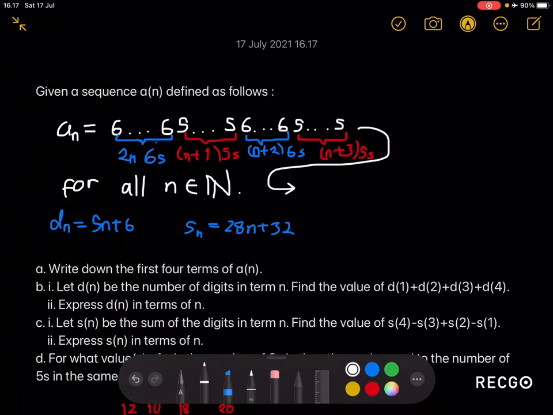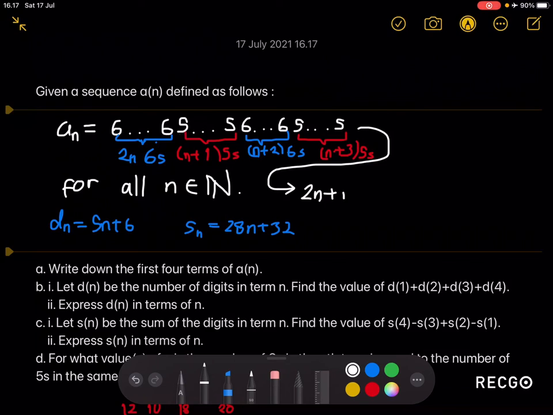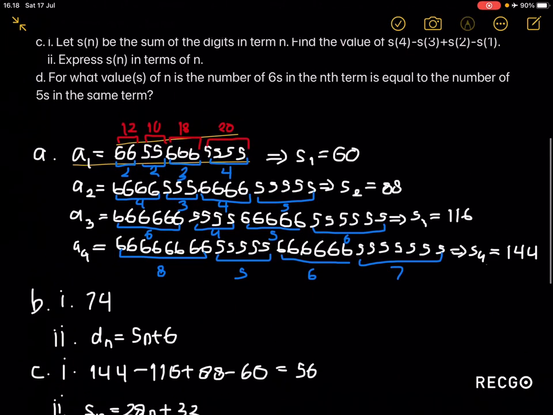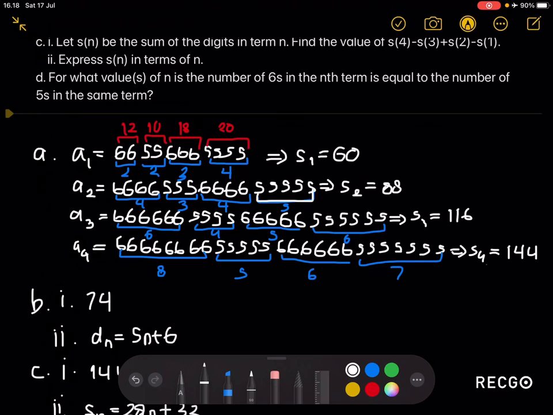The statement in part D is equivalent to solving the equation 2n plus n plus 2 equals n plus 1 plus n plus 3, where the left hand side represents the number of sixes in A of n, and the right hand side represents the number of fives in the same term A of n. I'll just quickly speed this up. Solving this will give you that n is equal to 2. So in fact, the second term has an equal number of sixes and fives, which ends this video.